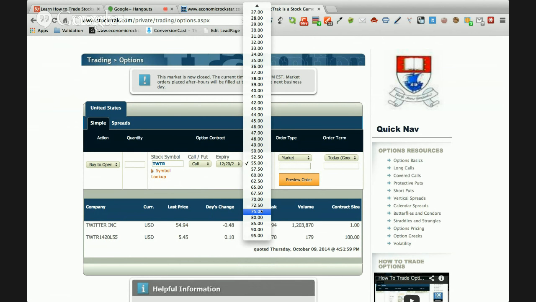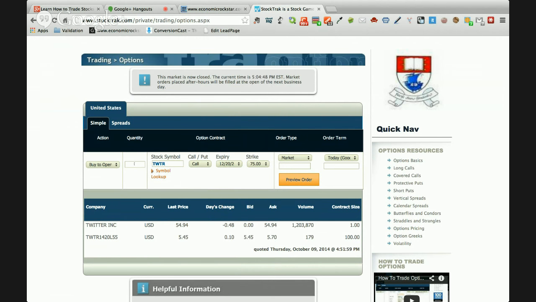So putting in a $75 strike allows us to buy Twitter for the equivalent of 70 cents a share, or if you're looking at your bid and ask, 71 cents a share. So that allows you to actually buy up a lot more. If you were to buy 1,000 shares of Twitter, or 10 contracts, you're talking about $700, as opposed to about $5,500 at a strike price of 55.